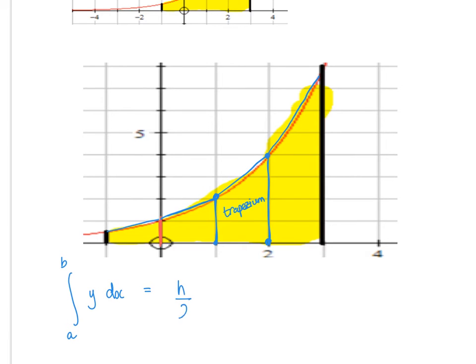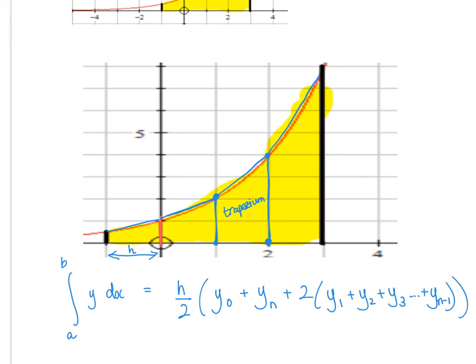the height divided by 2. Now the height is actually the width of each strip. Then your first plus your last plus twice all the ones in between. So y2, y3, all the way up to yn minus 1. Now this will make a bit more sense when we actually start to use it.